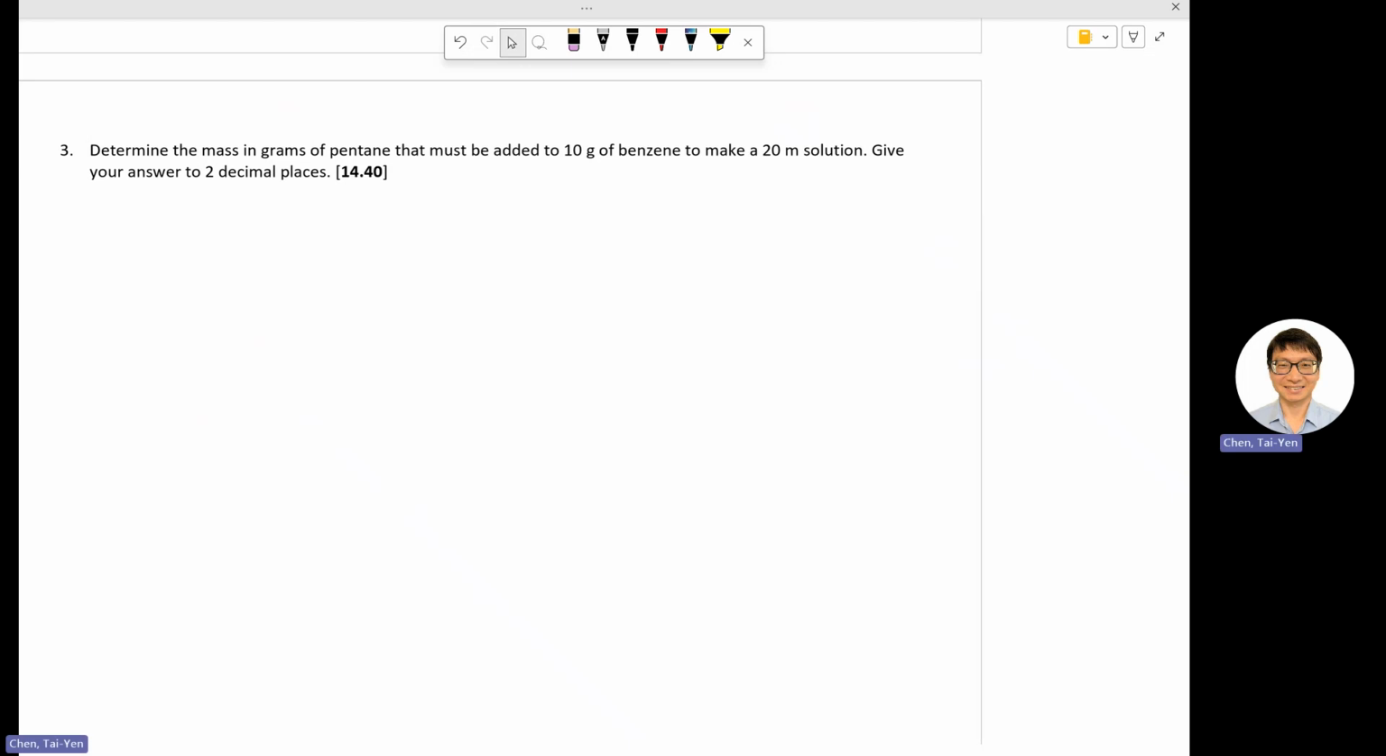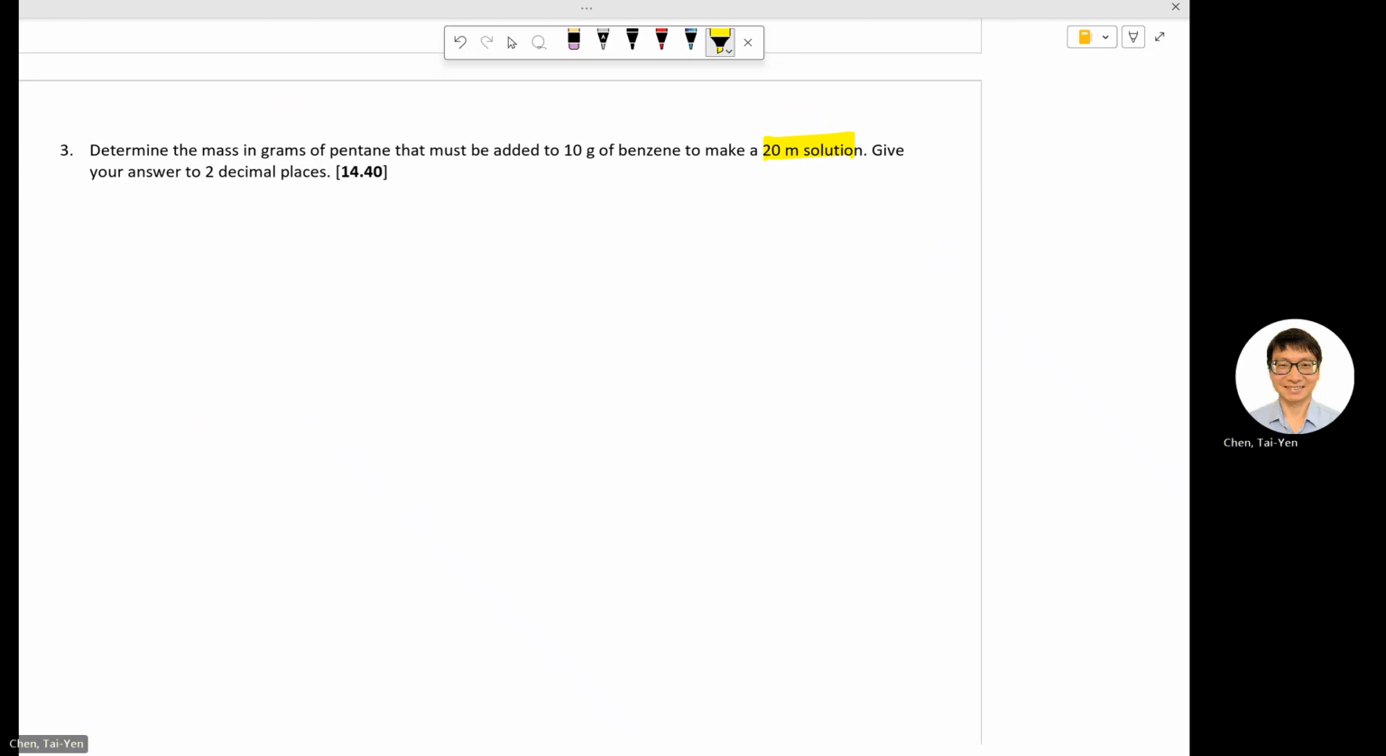Determine the mass in gram of pentane that must be added to 10 grams of benzene to make 20 m solution. Give your answer to two decimal places. What are the keywords? Very good. 20 m solution.